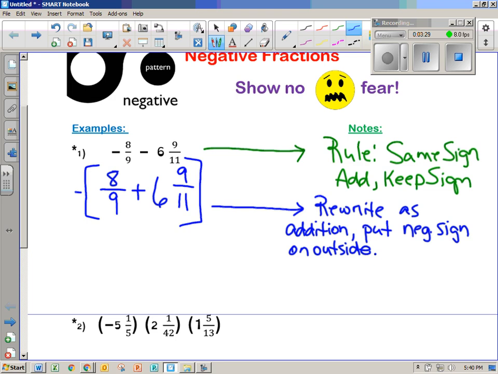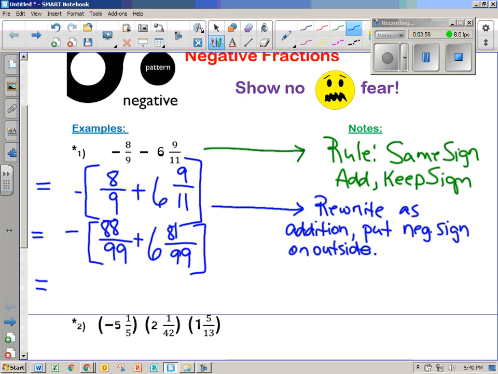So it's adding. I need a common denominator. With 9 and 11, they have no factors in common, so I have to just multiply them together. So 9 times 11 is 99, so my numerator is 88. Then 6, and I've got to multiply top and bottom here both by 9, so I get 81. Now, be careful when you're writing an equal sign right next to a negative. You have to have some space in between, otherwise the negative will get gobbled up by the equal sign. So let's keep going.